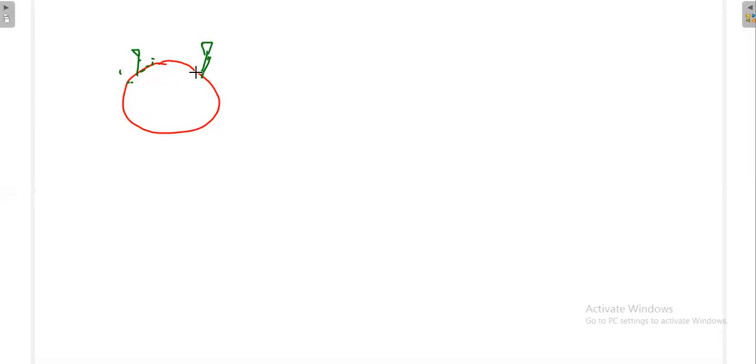Without an antenna, FM won't come. Antenna means what? A simple wire. If you use an open wire, that may act as an antenna. Then you will get the FM signal.